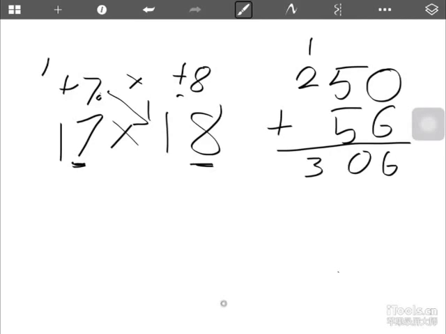You can also do the same thing. Let's see. 17 times 18 is equal to 306. Perfect.